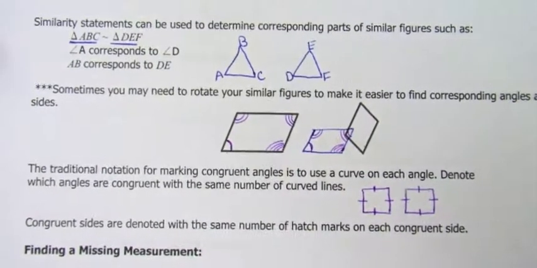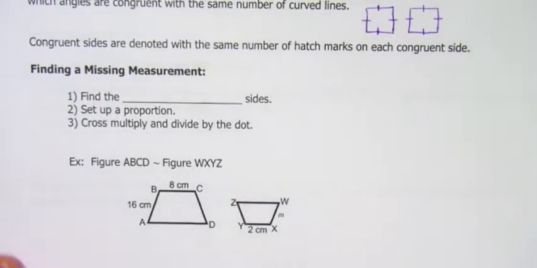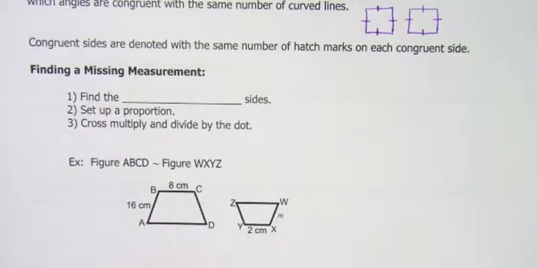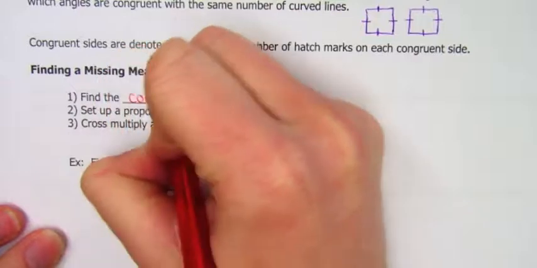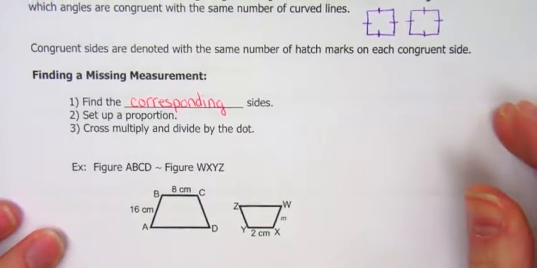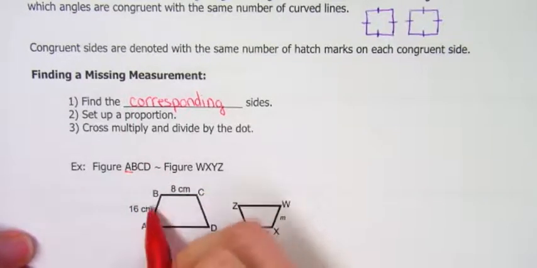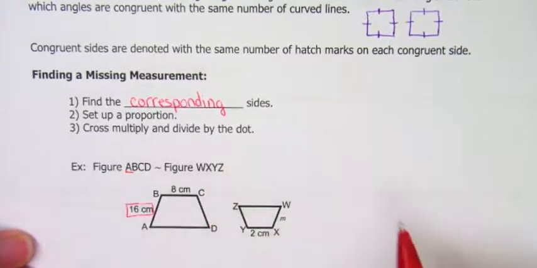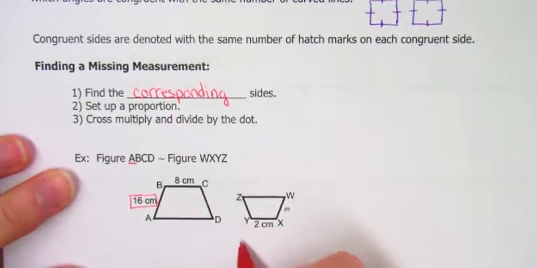The last thing that we learned with our similar figures was how to find the missing part, so finding the missing measurement. To do that, we find the corresponding sides, we set up the proportions, and then we multiply. I'm going to use my same color coordinating. I'm going to use my information from A to B is 16. Well, this doesn't even look the same. So the first thing I'm going to do is redraw this so that it at least looks the same, so that my short side's on top.